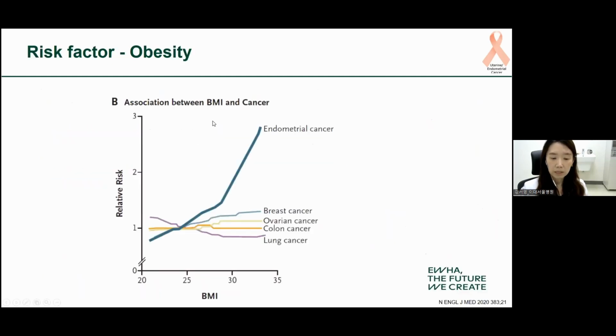So this graph shows the association of obesity with cancer. A higher body mass index is associated with an increased risk of endometrial cancer. Among many cancers, endometrial cancer is the most strongly associated with obesity.